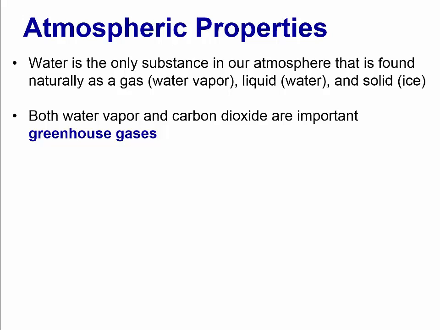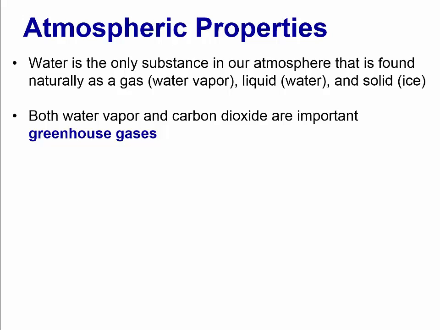Now, water is very unique in that it's the only substance in our atmosphere that can be found naturally in all 3 phases: gas, liquid, and solid. The generic term water is when we talk about H2O in liquid form. When it's a solid, we call it ice, and then the term water vapor is used to describe it in gas form. And both water vapor and carbon dioxide are greenhouse gases.